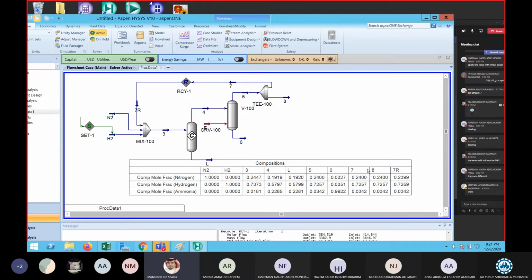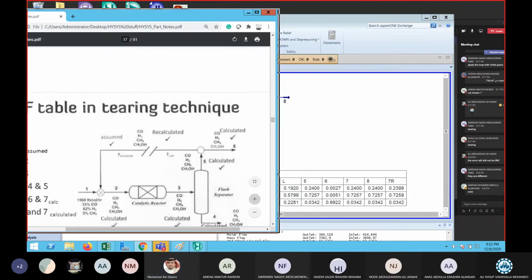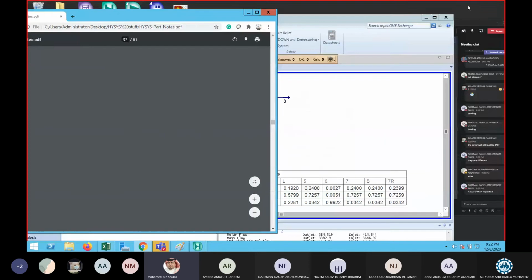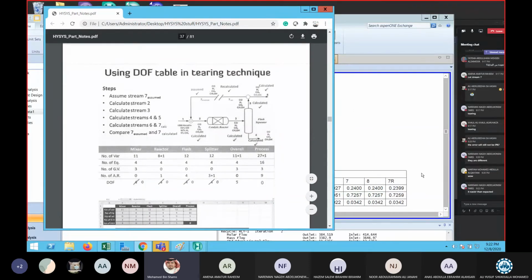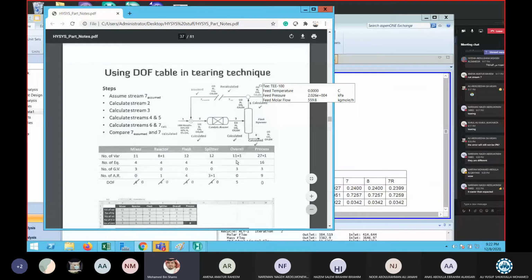I could have just skipped the question, given you the recycle, and finished, but you would never know what happens. The topic is very simple: you put the recycle, you put the 7R, then you call it and it does the calculation. So that's why understanding how the tearing techniques work, as I explained manually, is important. It's very easy to use, but you really have to understand how it works.